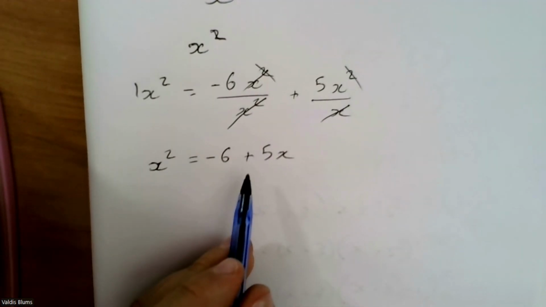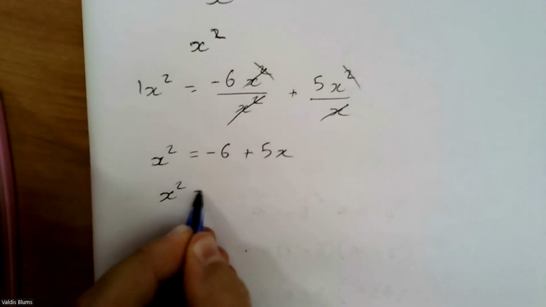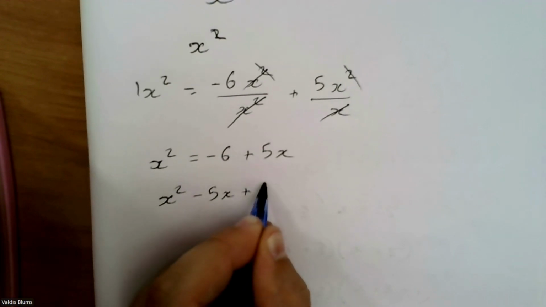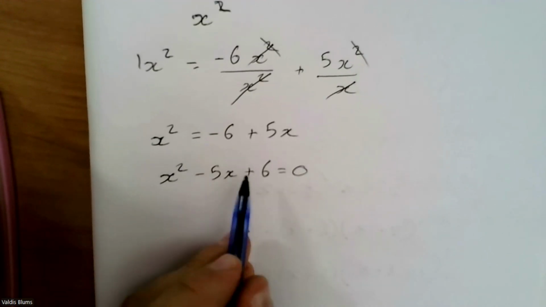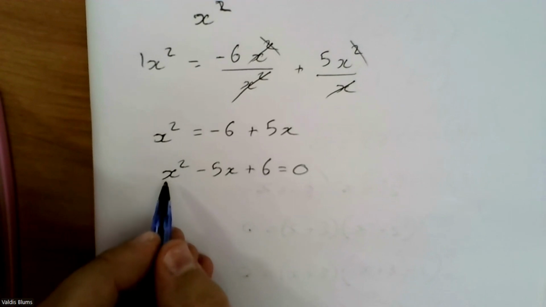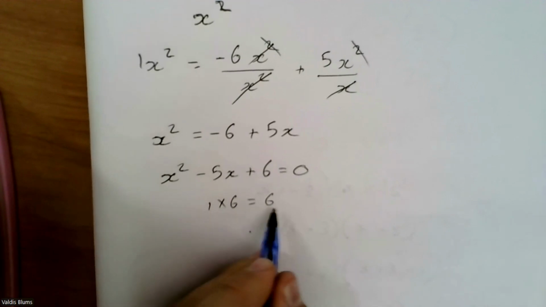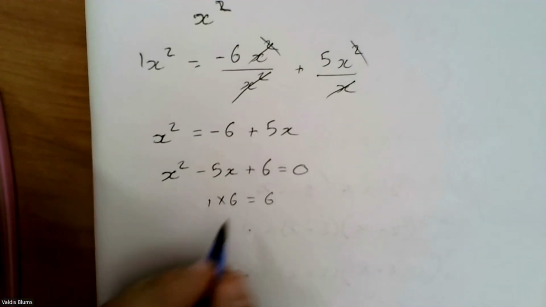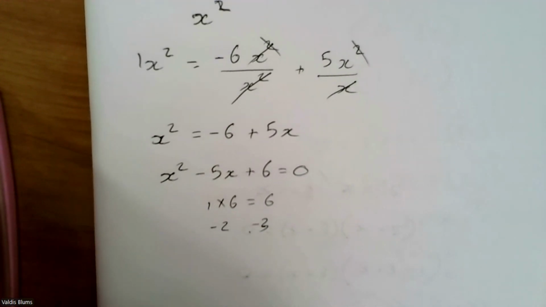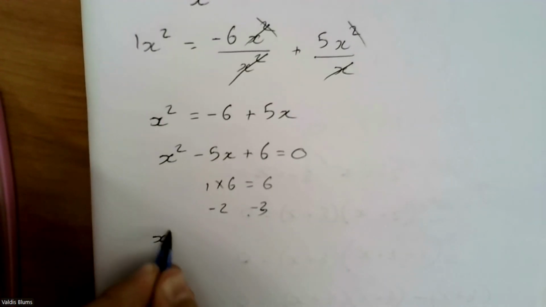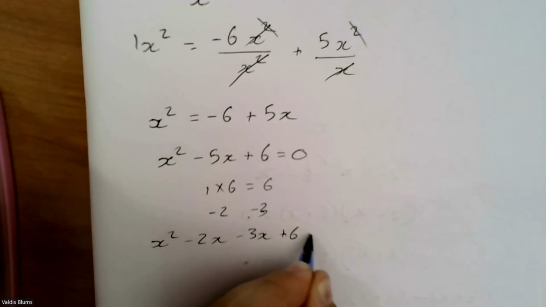We then want to rearrange this into our ax squared plus bx plus c formula. So we have x squared minus 5x plus 6 is equal to 0. And this looks like something we could decompose. So we could go 1 times 6. What are the factors of 6 that add to 5? Well, you could have negative 2 and negative 3 that add to 5. So we have x squared minus 2x minus 3x plus 6 is equal to 0.